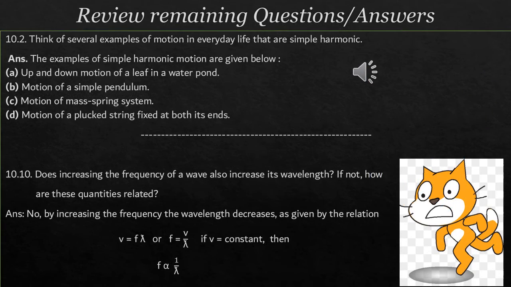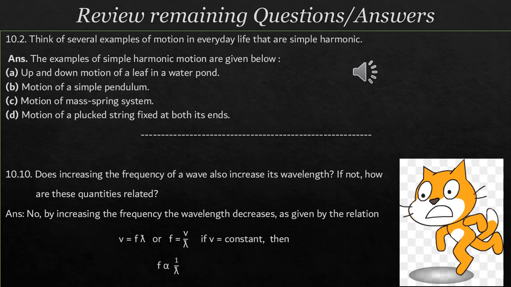Well, dear students, now I am going to explain the remaining review questions. Question 10.2. Think of several examples of motion in everyday life that are simple harmonic. Answer: the examples of simple harmonic motion are given below. A. Up and down motion of a leaf in a water pond. B. Motion of a simple pendulum. C. Motion of a mass-spring system. D. Motion of a plucked string fixed at both its ends.